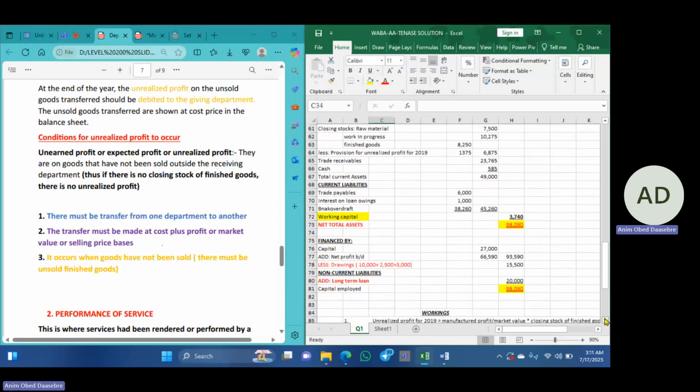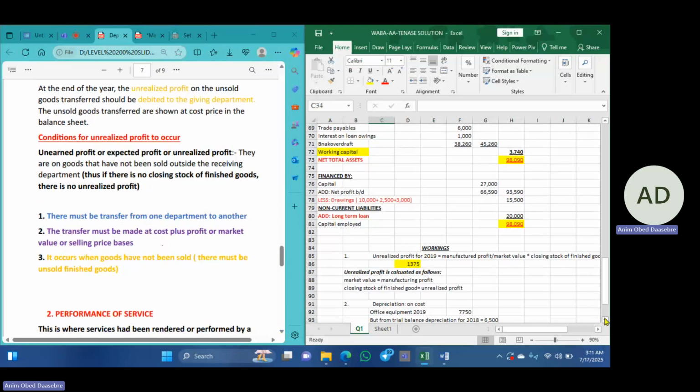So unrealized profit is calculated as our manufacturing profits times the closing stock over the market value. So to find your unrealized profit, it is your manufacturing profits times closing stock of finished goods over selling price or market value. It is not a matter of chew and pour. So usually we use this ratio and proportion.